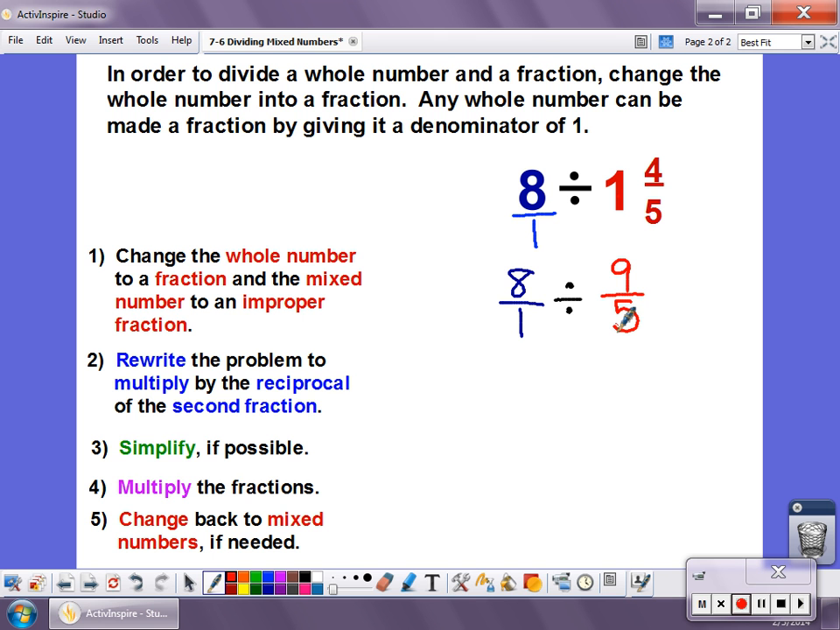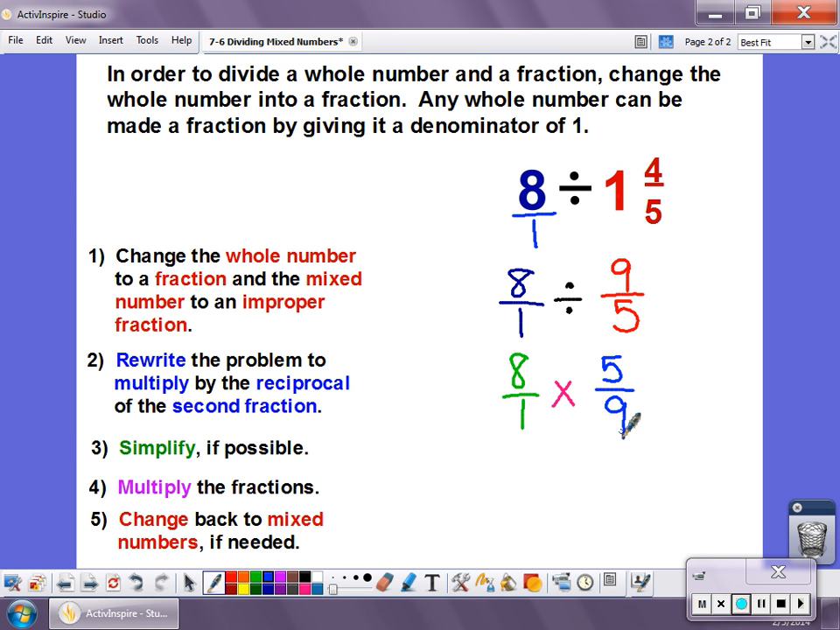So now I've got this division problem. What I'm going to do is take this first fraction and leave it alone. I'm going to take this division sign and change it to multiplication. And what I'm going to multiply by is the reciprocal of the second fraction. So I flip that over and get 5 over 9.